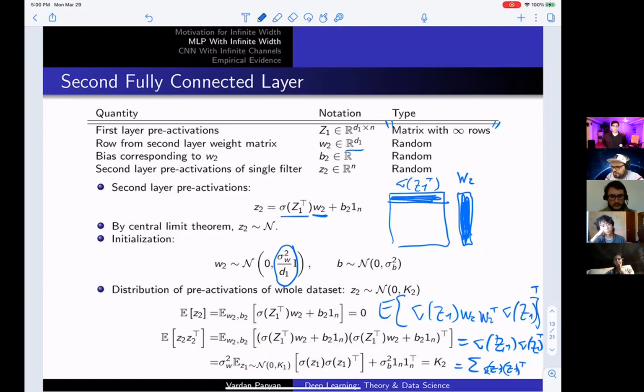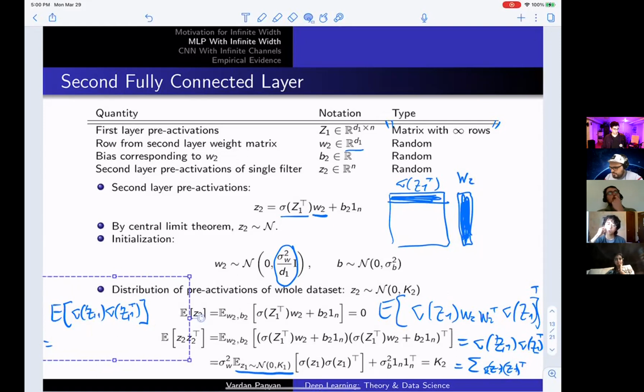While you think, I can write this a bit more clearly. Again, my handwriting is absolutely atrocious. So if you have expectation of Z1 sigma Z1 transpose. Yeah, so the question is, why is there this expectation here? If anyone knows, why is there an expectation? Yeah, exactly. So essentially, let me try and maybe draw it. No room for writing an equation, unfortunately.